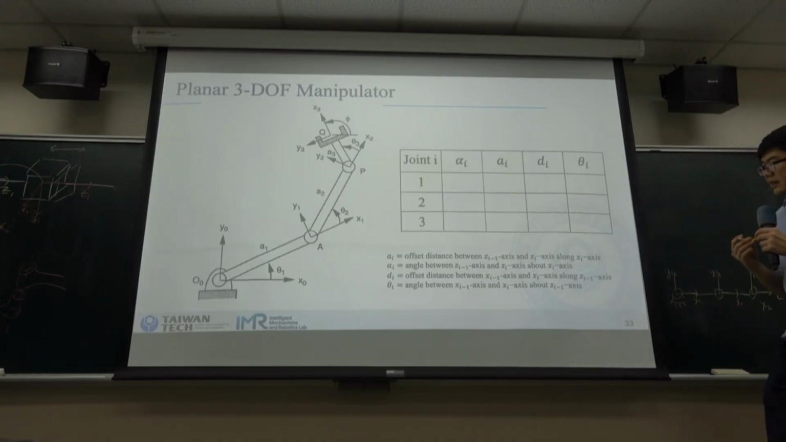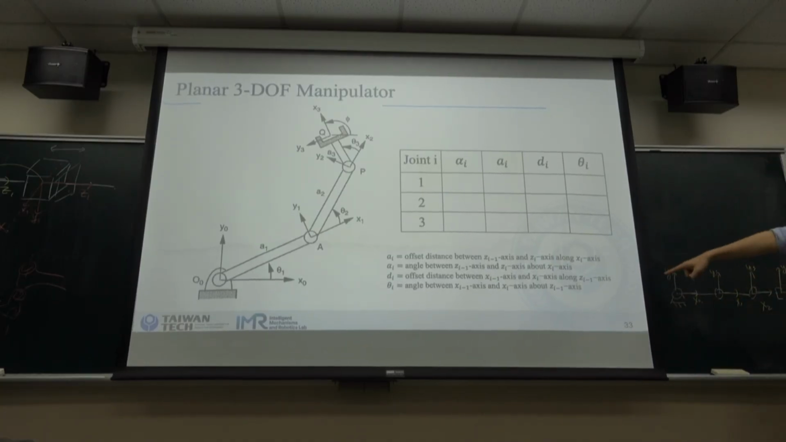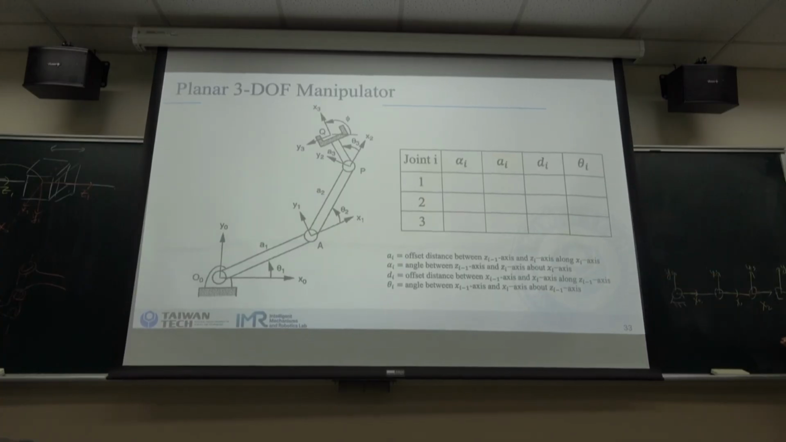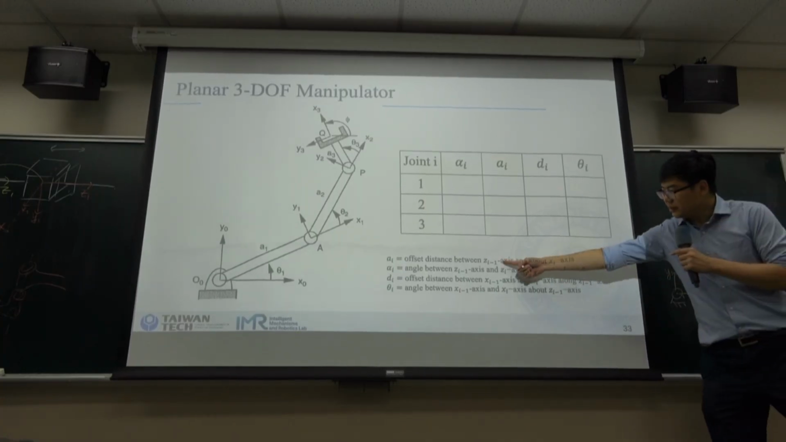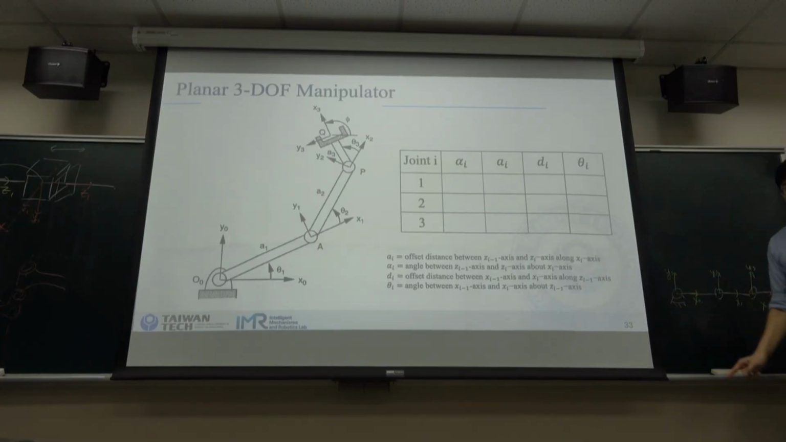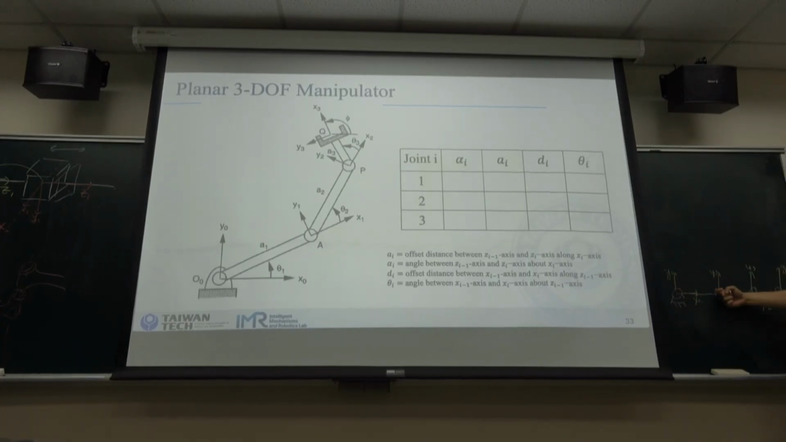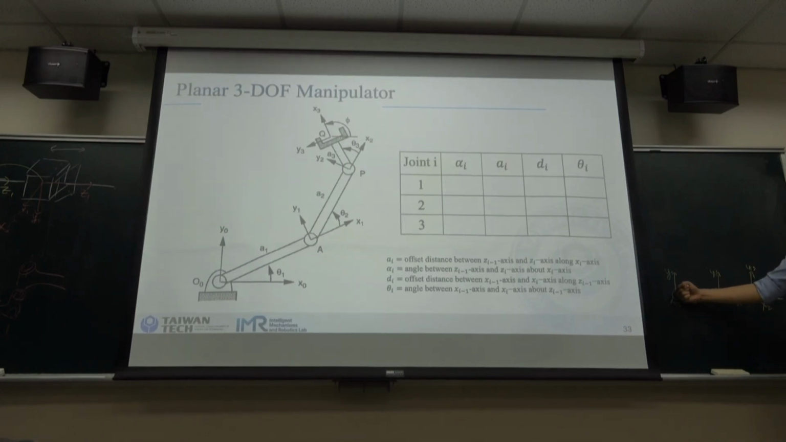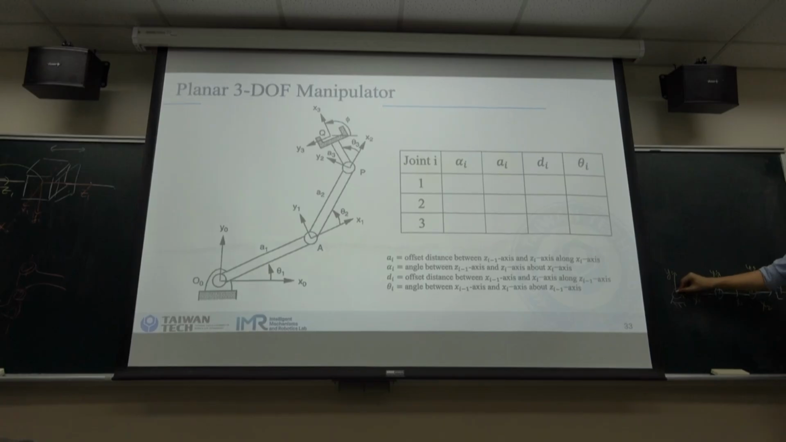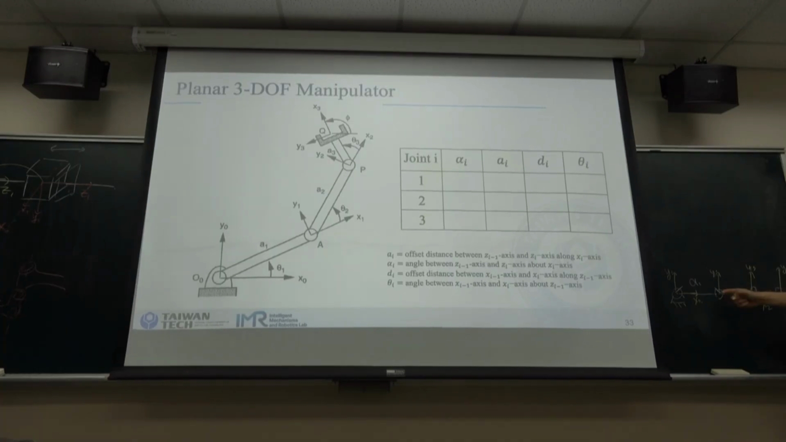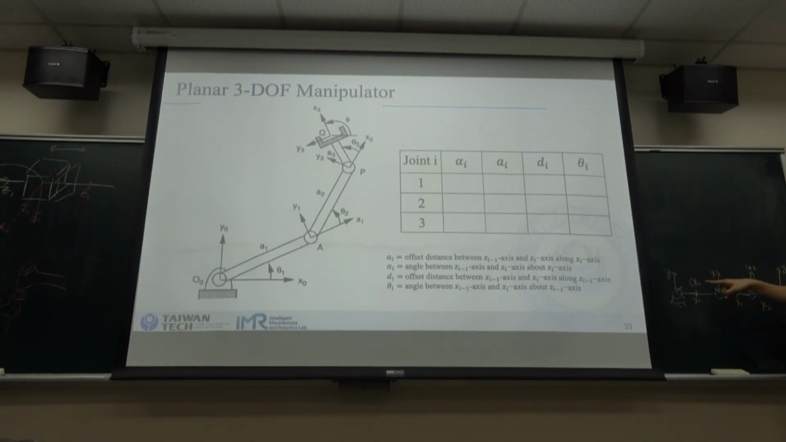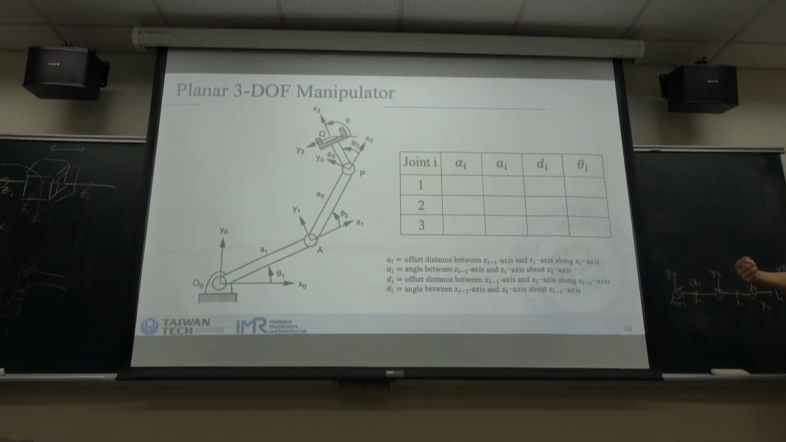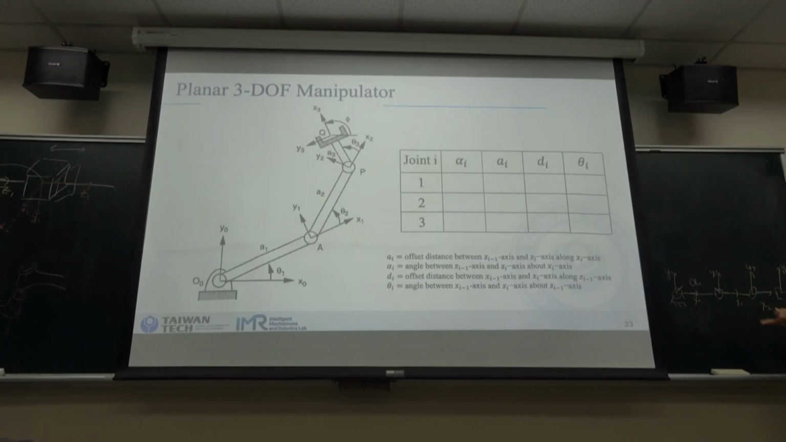The A1 is the offset distance between the Zi-1 and Zi axes along the x-axis. So it's the Z0 axis and the Z1 axis along the x1 axis. Z0 axis is here, Z1 axis is here, so the offset distance is here. So it's A1, along the x1. So we can get this A1. And the angle between Z0 and Z1, because they are in the same direction, is 0.